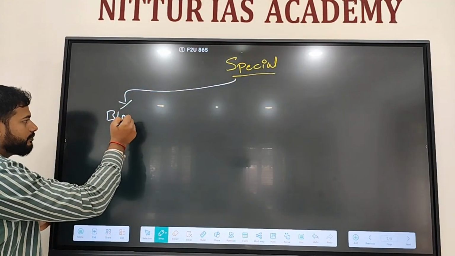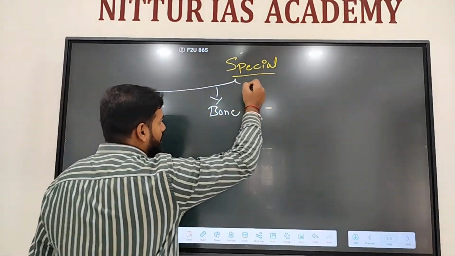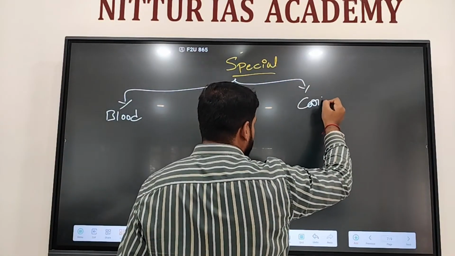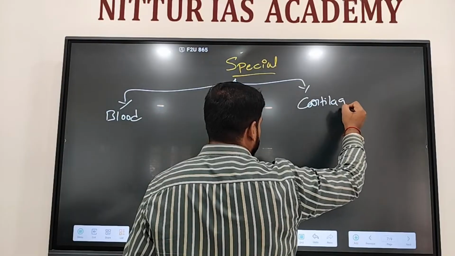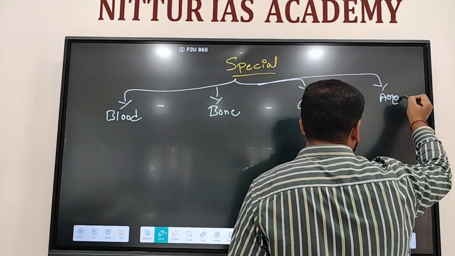blood, bone, cartilage. Then areolar connective tissue is also there.